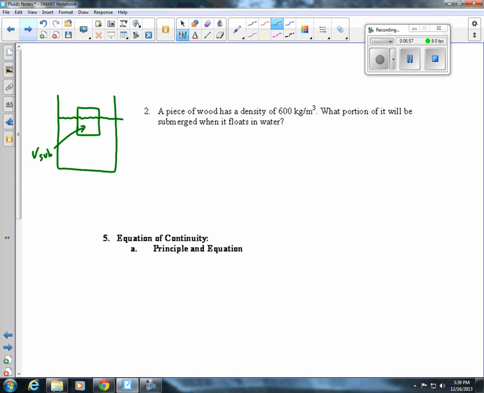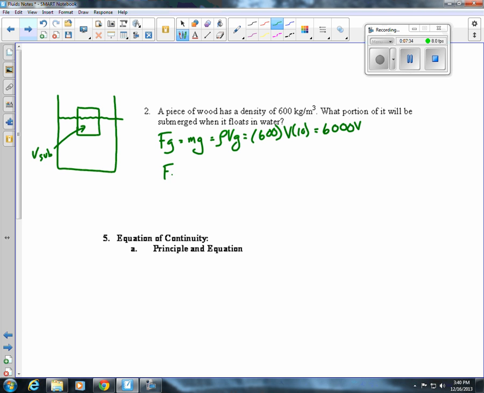Now, we can find the force of gravity on it. It is m times g. Now its mass is going to be its density times its volume. So we do density times volume times g to get the force of gravity. Now I'm finding the force of gravity on the whole block of wood. So I use its density as 600 times its volume. We're going to call that V, the total volume, times 10. So I get 6,000 V.